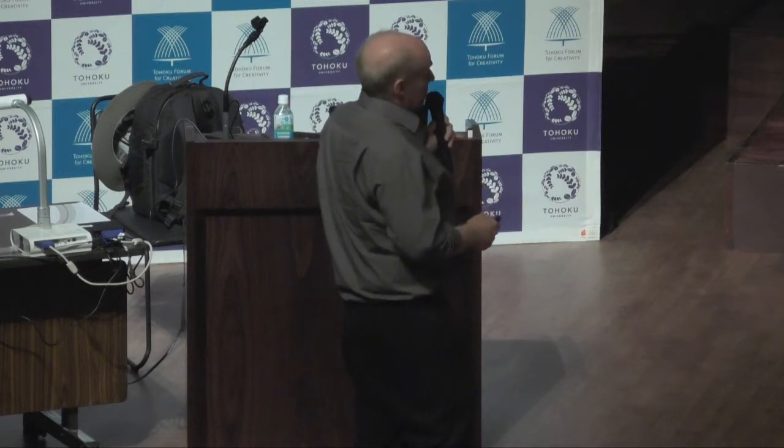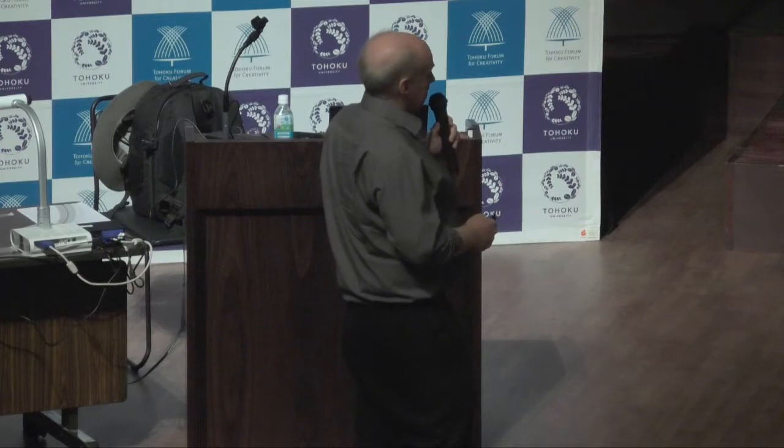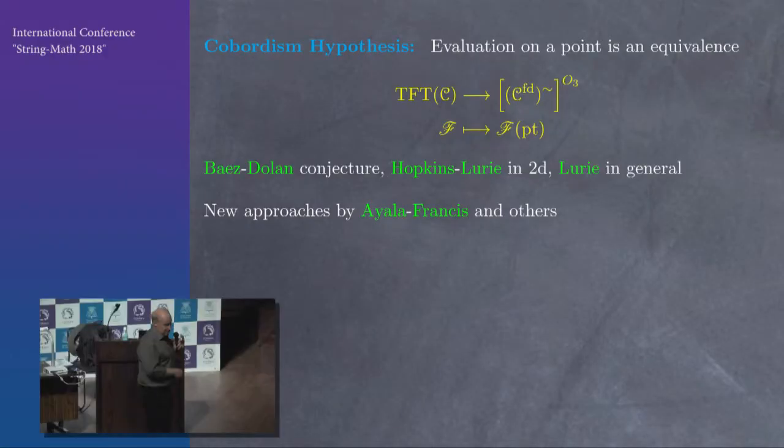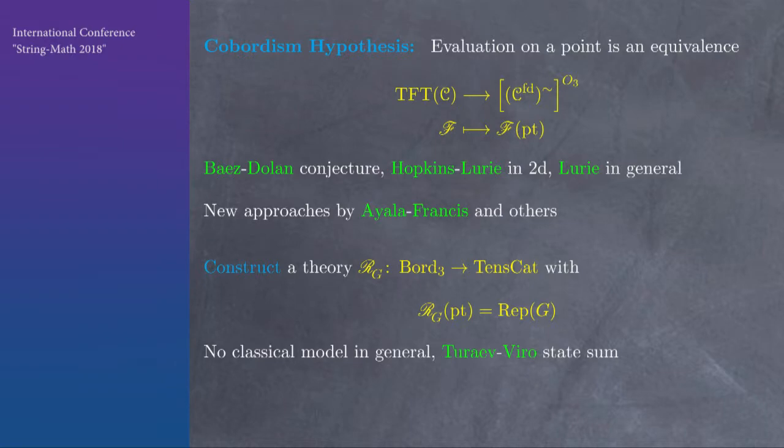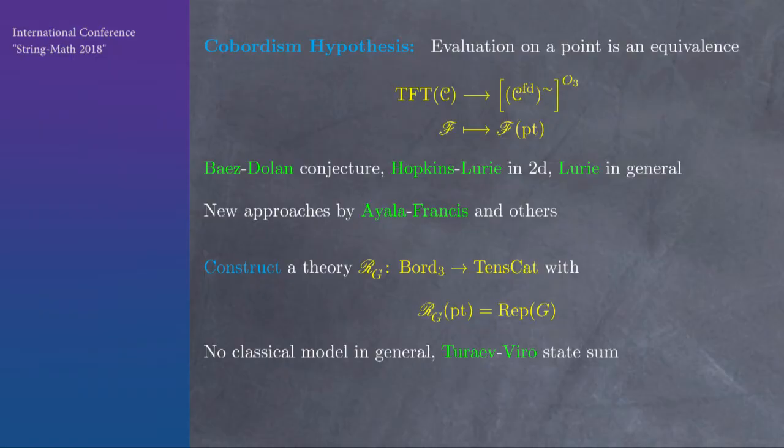Okay, so that was proved by Lurie, Hopkins-Lurie in 2 dimensions, and that's a very active field at the moment with Ayala, Francis and other people giving different approaches. Okay, so I want to use that to construct a second theory. You see, given a finite group, we have that group algebra, that categorified group algebra, but there's a more common tensor category, which is just the category of representations, where if you have two representations, the tensor product is the tensor product. And so we could contemplate having a theory where, to a point, we attach this tensor category.